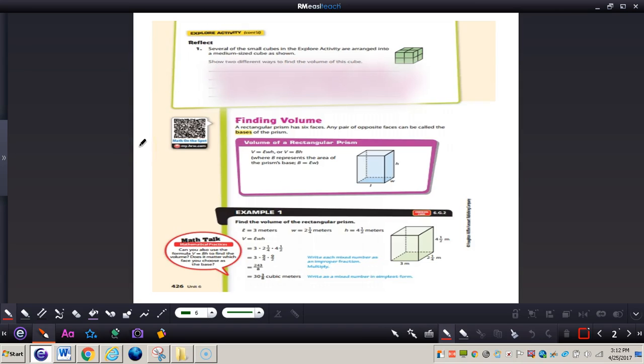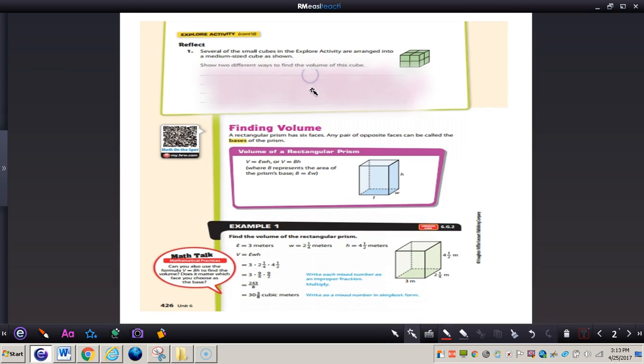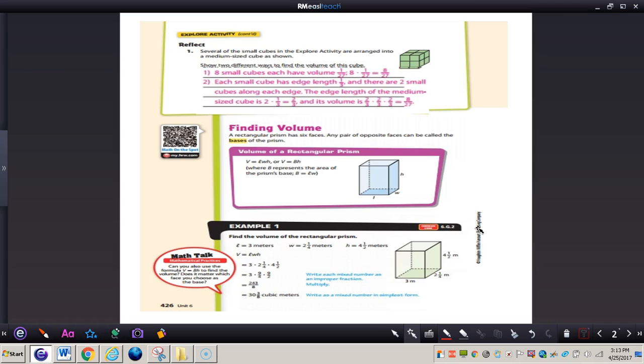Okay, now taking that cube from the Explore activity on page 425, let's take a look at page 427. It says several of the small cubes in the Explore activity are arranged into a medium-sized cube as shown. So we're just taking a look at this medium-sized cube, but remember the whole unit would be the cube that we saw on page 425. It says show two different ways to find the volume of this cube. Okay, so we can see a couple different answers that we can write down, and I want you to write this down too.